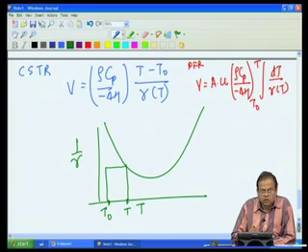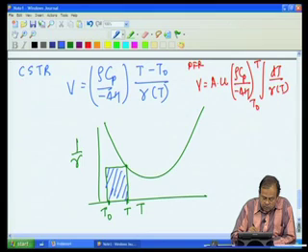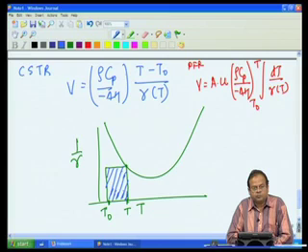T minus T naught divided by R of T. So, T minus T naught, that means the area of this rectangle. So, this is my CSTR volume.